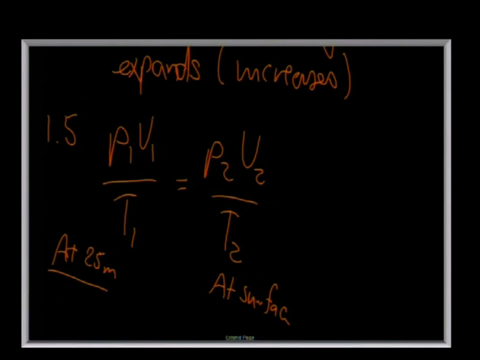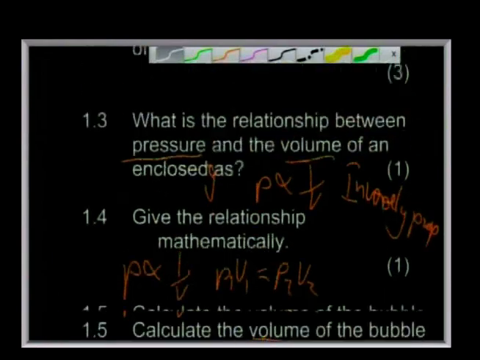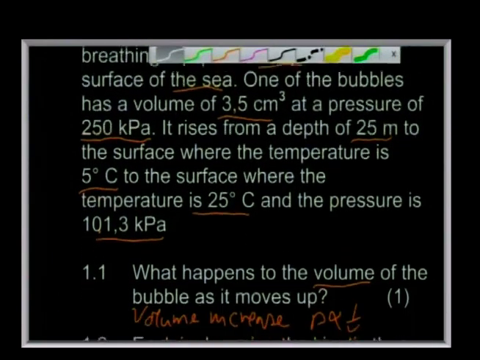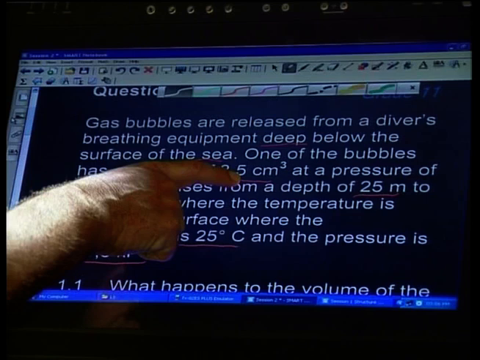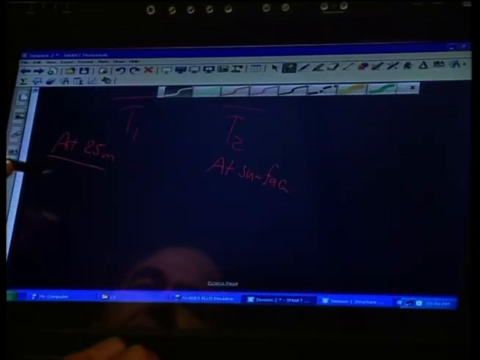So let's get down the information that we were given and make sure we've got it recorded. So the first thing that we're going to say is, what did the question say? We are given the volume of 3,5 and a pressure of 250. We also know that it's 5 degrees. So I put all of that information down.